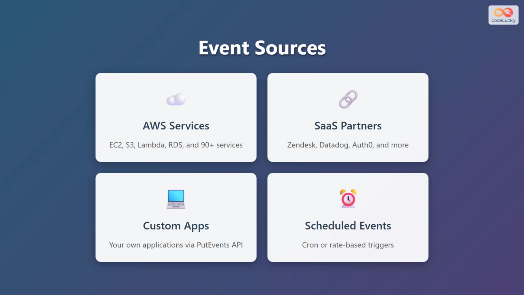EventBridge can receive events from multiple types of sources. AWS services are the most common source, with over 90 services like EC2, S3, Lambda, and RDS automatically publishing events. SaaS partners such as Zendesk, Datadog, and Auth0 can send events directly to EventBridge through partner event buses. Your own custom applications can publish events using the PutEvents API, and finally, you can create scheduled events using cron expressions or rate-based triggers to run tasks at specific times or intervals.